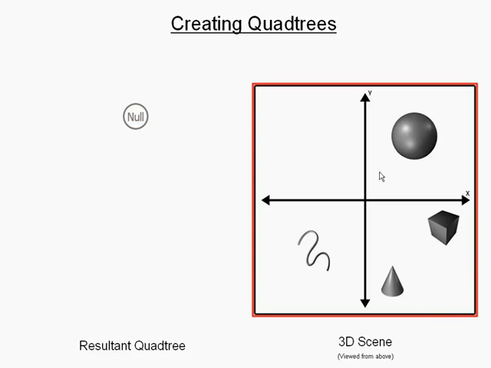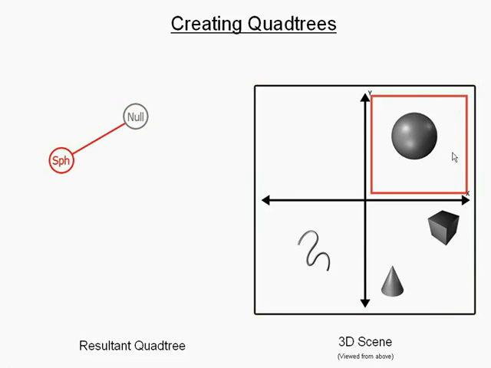So the first thing we're going to do is start out in the first quadrant here, and we place our sphere in here. Notice this is the only object in this quadrant. That's the key thing. Right, so we're just going to throw this right into the first node here. And for Quadtrees, we're going to have 4 separate children, 1 for each of these quadrants.